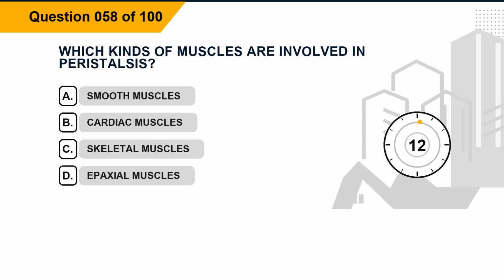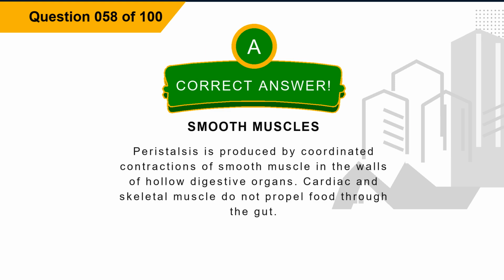Question 58. Which kinds of muscles are involved in peristalsis? Option A, smooth muscles. Option B, cardiac muscles. Option C, skeletal muscles. Option D, epaxial muscles. The correct answer is option A, smooth muscles. Explanation. Peristalsis is produced by coordinated contractions of smooth muscle in the walls of hollow digestive organs. Cardiac and skeletal muscle do not propel food through the gut.